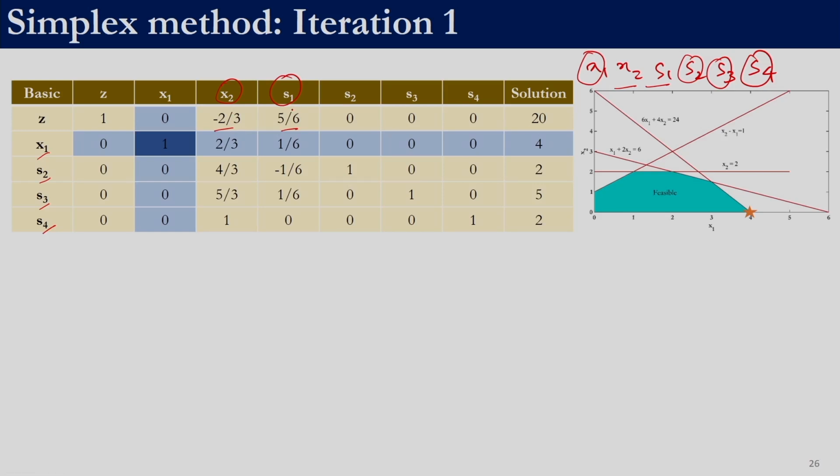In this case we have not reached non-negative values. This is a negative value. So, still we have not achieved optimality, and we need to perform the second iteration of the simplex method.